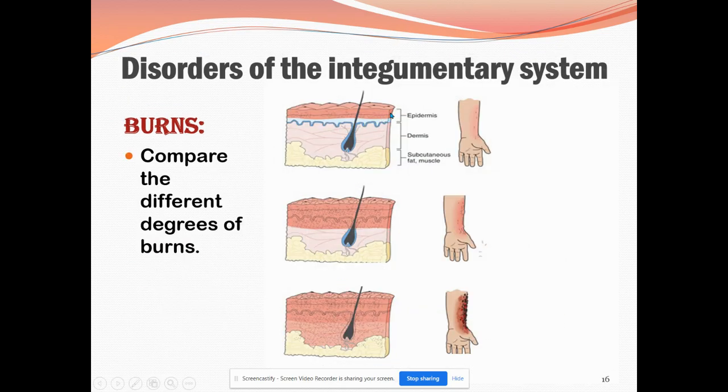So again, first degree burn, just a superficial burn, we call it. Second degree burn, remember these ridges are the dividing line between the epidermis and the dermis. So it's gone all the way through the epidermis and down into the dermis. And then third degree burns have gone all the way through both. They can even go into sub-Q or burn down to bone as well.